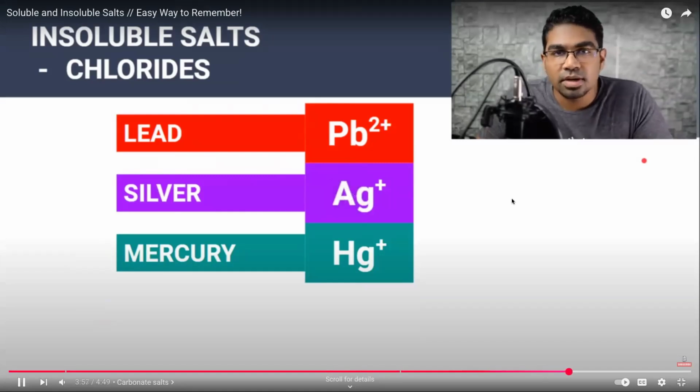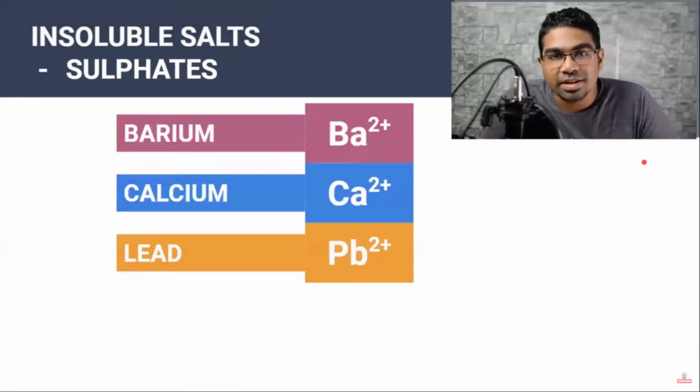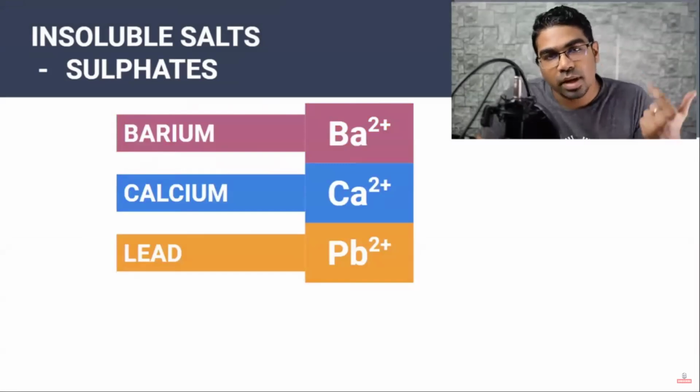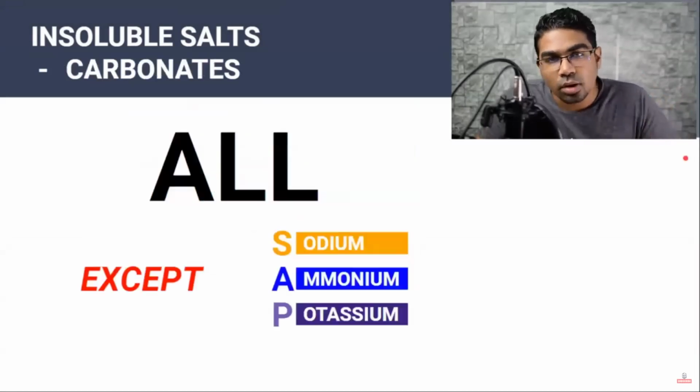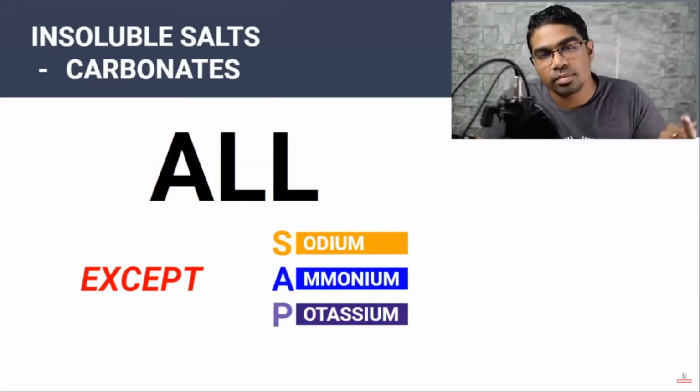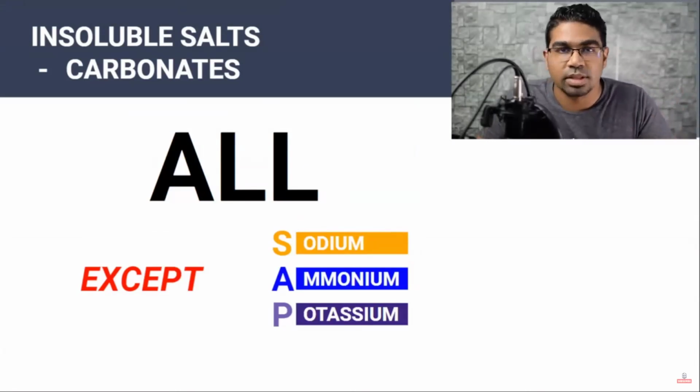Lead, silver and mercury. The insoluble sulfates are Bachap: barium, calcium and lead. And all carbonates are insoluble except for those that form salts with SNAP. Sodium, ammonium and potassium carbonate are soluble.